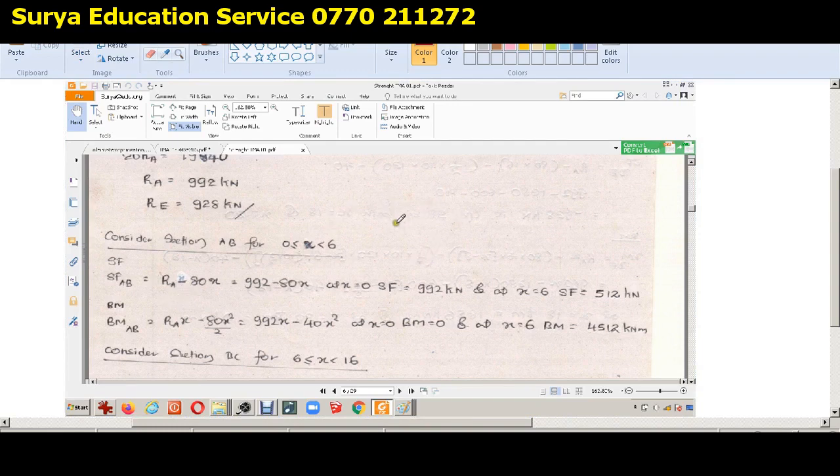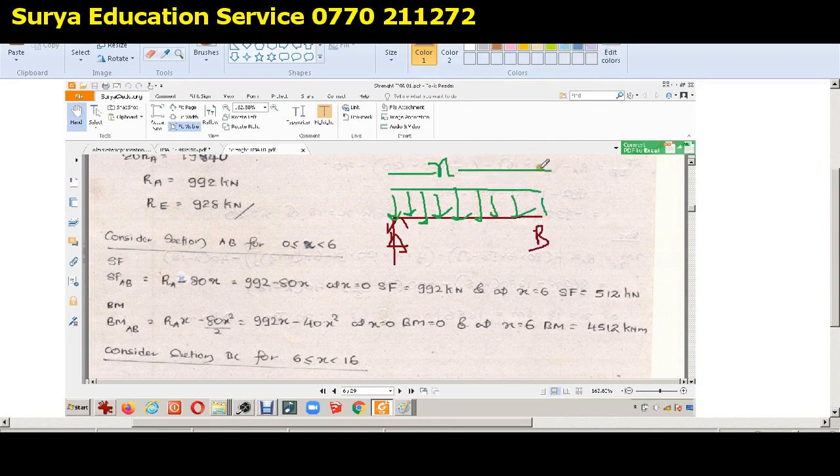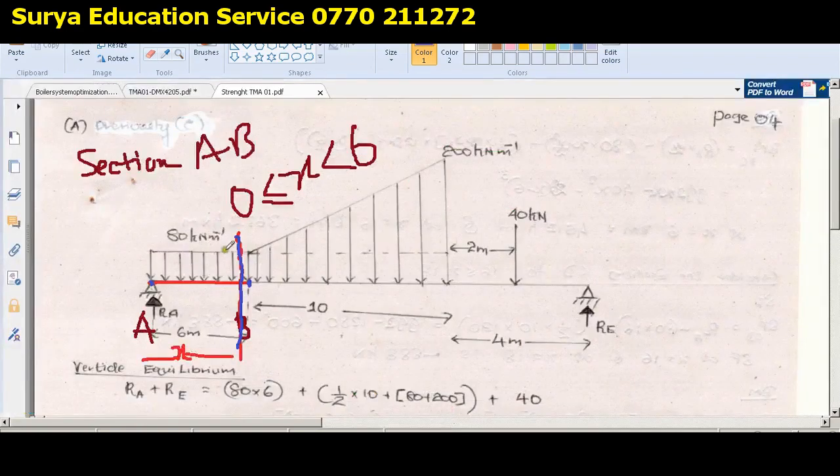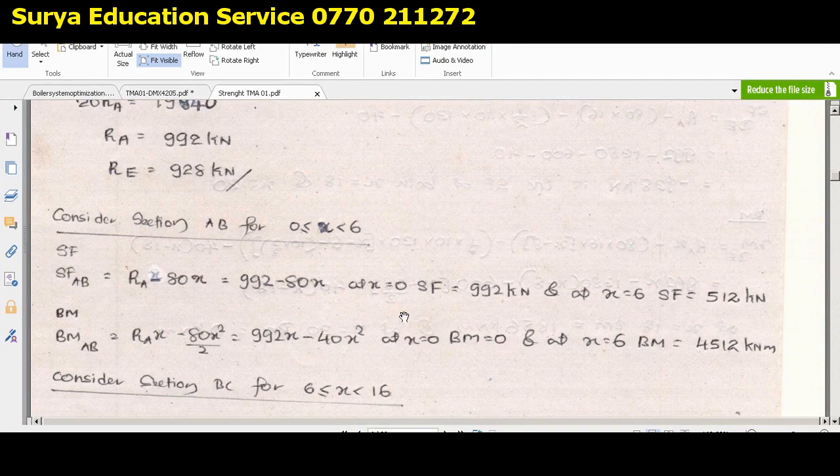Now you can see the section AB, this force is there and the UDL is acting up to a length of x, right? Because we have separated that particular section as I earlier mentioned. See, we have just cut this section. So that is how we are going to evaluate the shear force. Right, so now let's see the next part.